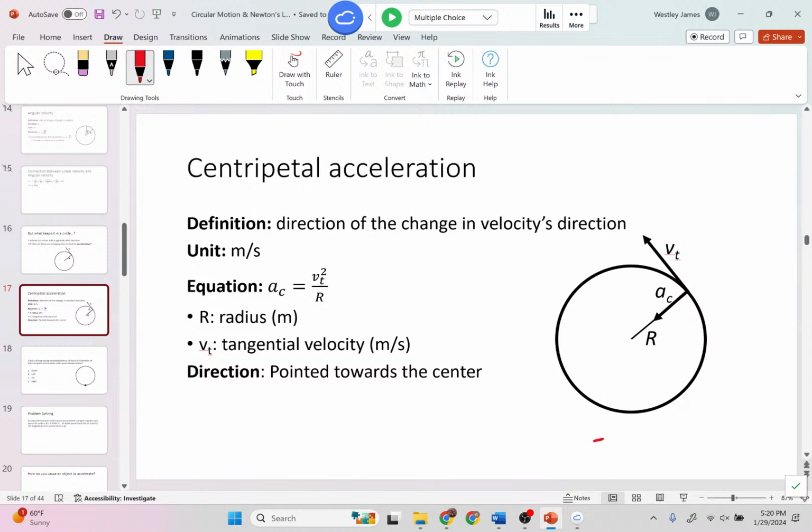Yes, good. Technically, yeah, good catch. That should be meters per second squared. Acceleration is always meters per second squared, regardless of the type.